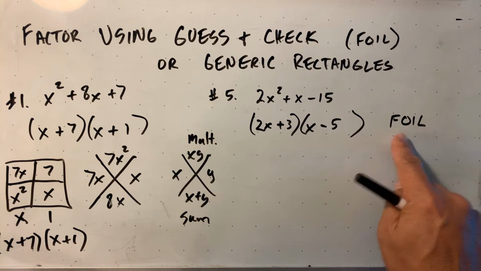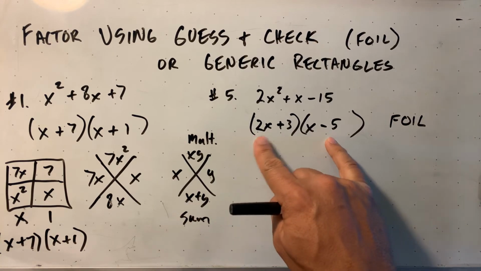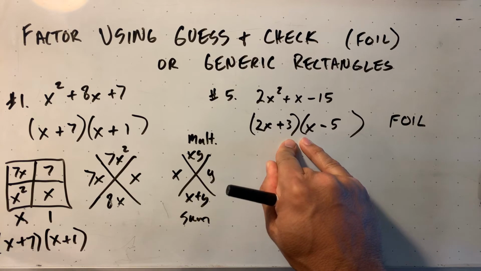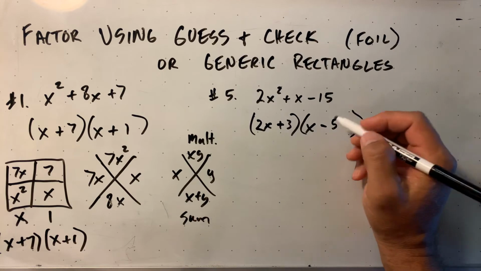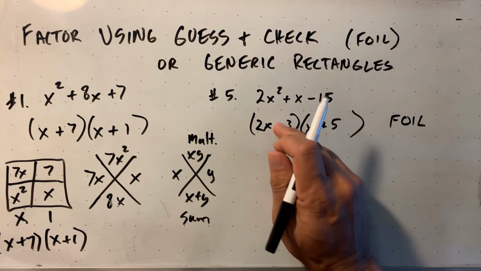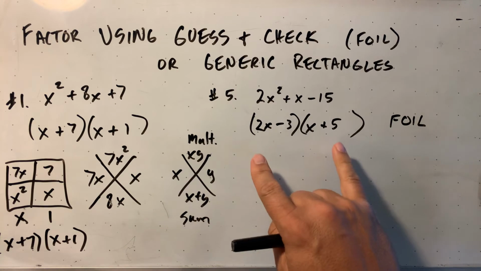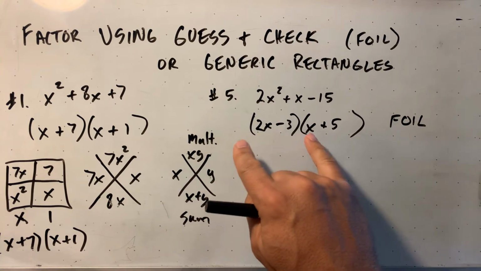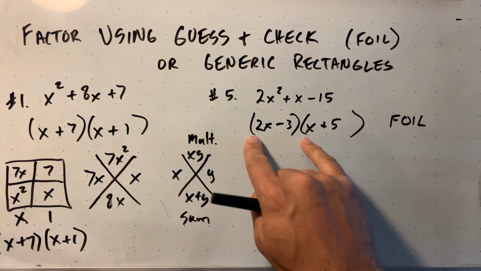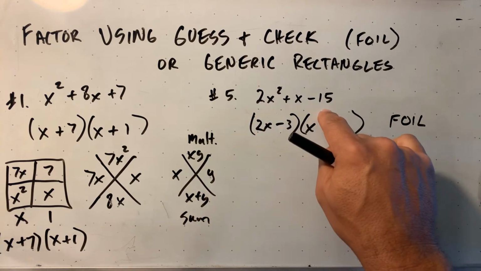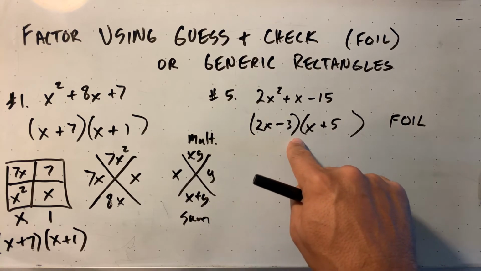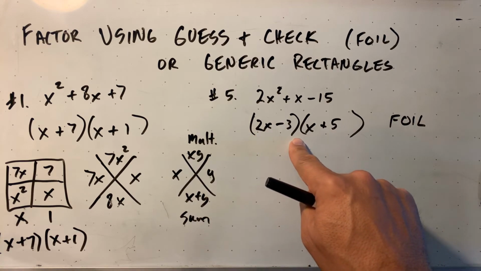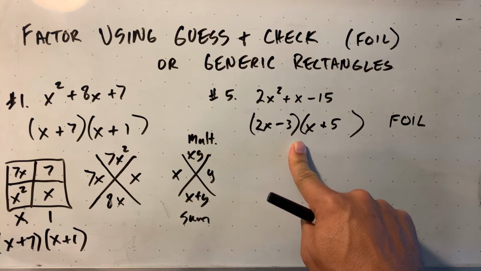But here's the problem with FOIL. We have to check our outers and inners. So outers here give us negative 10x. If we multiply the inners, it's 3x, that gives you negative 7x, and that's not a plus x. So we could try changing the signs. Let's see if that works. First times first is still going to give us 2x squared. Our last times last still gives us negative 15. But our outers are now positive 10x and negative 3x. If we combine those, we get 7x. So we're still off. So not working out just yet.